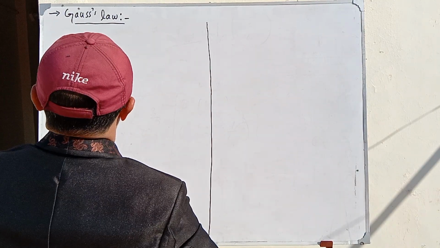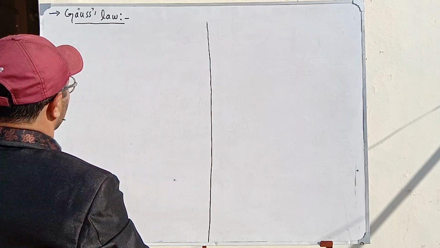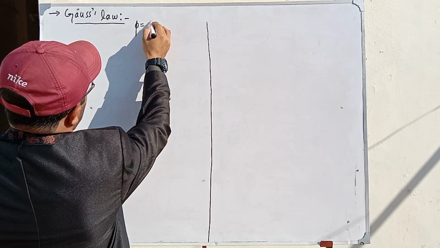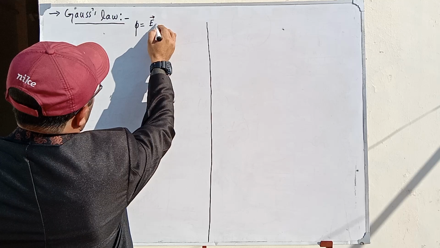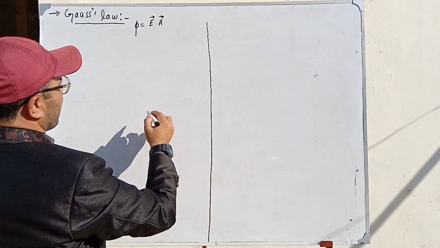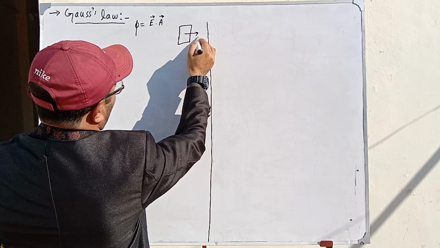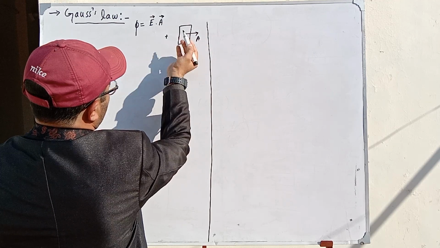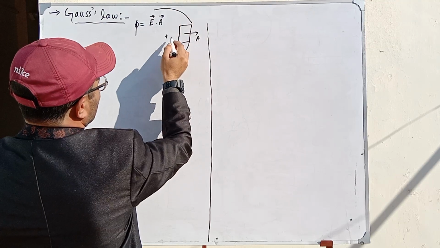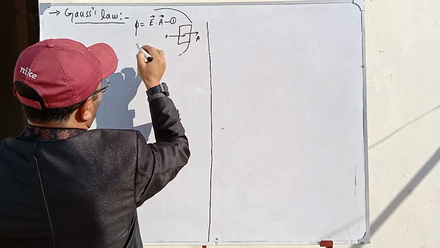What was the use and what was the purpose of Gauss's law? In the previous lecture, we discussed that electric flux is equal to E dot A. That means, if I have some cross-sectional area just like this, and any charge is placed inside its boundary, the flux will be calculated by formula number 1.